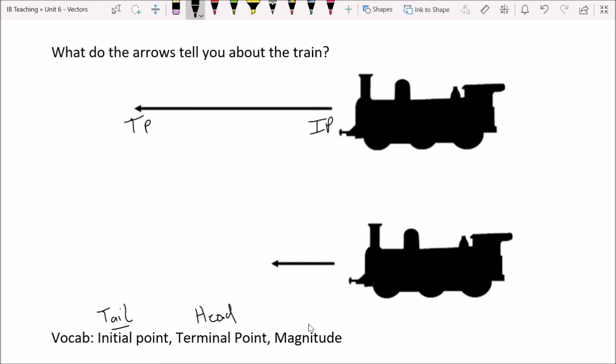And then the magnitude. The magnitude can most easily be understood, at least for now, as the length. Now, when we talk about specific vectors, the magnitude could represent how hard the train is pulling or how fast the train is moving, something like that. Let's look at another example.